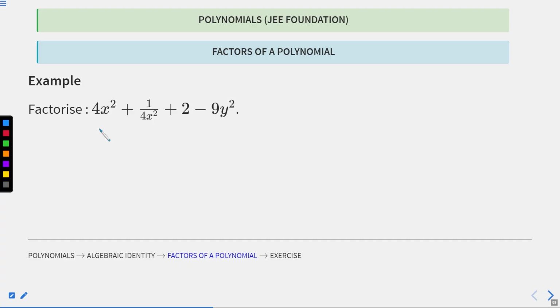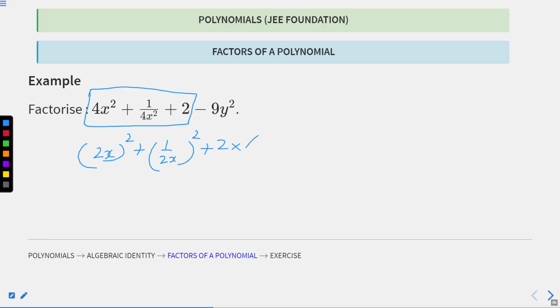Let's see the final example. Factorize 4x square plus 1 by x square plus 2 minus 9y square. So how are we going to do that? If you see, 4 can be rewritten as 2 square. I am hoping you can make sense of this, it is quite easy. This is 2x whole square plus 1 by 2x whole square plus 2 times 2x times 1 by 2x, which equals just 2 as written over here, minus 3y whole square.